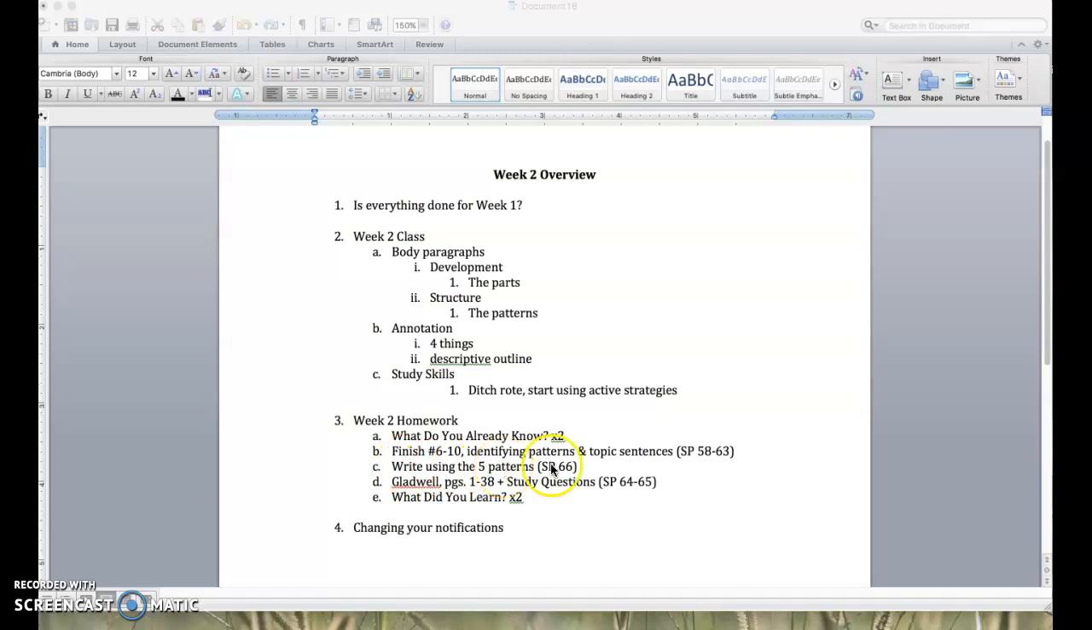Then the thing you have to do for 101 is write using the 5 patterns. That's on page 66. That's the assignment where I gave you 5 different prompts. I said, for example, write a paragraph about your personality, and then you have 5 prompts, and then you have the 5 patterns. So you have to use each of the patterns 1 time. You're going to write 5 total paragraphs, and you get to choose for each prompt which pattern you want to use. So you get to match a pattern with a prompt. And of course, I expect these patterns to also be developed, right? I'm talking about structure with the 5 patterns, but I also expect you to develop them in that 11-sentence structure that we talked about.